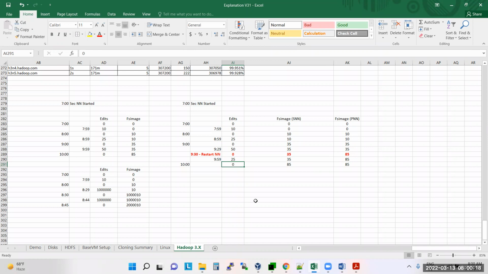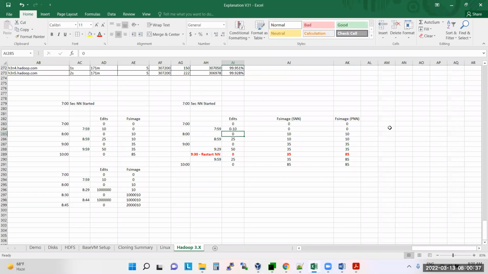Now it will see, okay, I have only till 35. But what is the latest one? 85, right? So it will take, okay, 0 to 10 edits. You always take 0 to 10 edits.